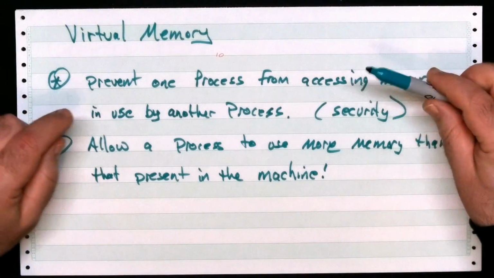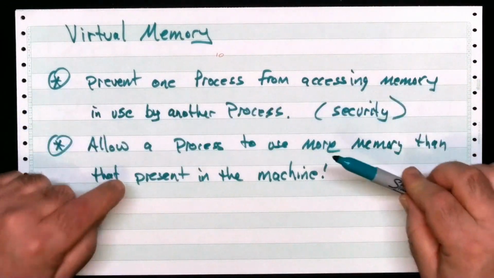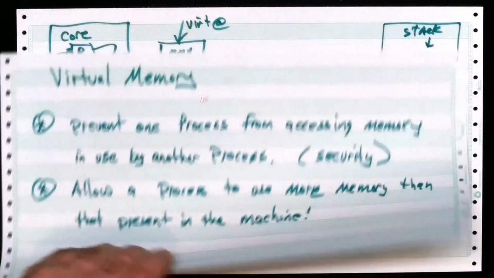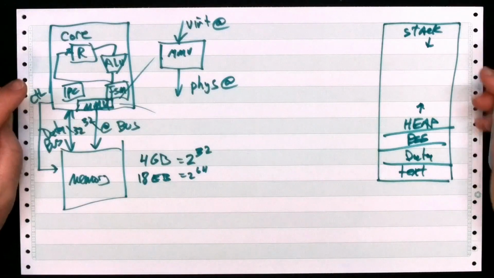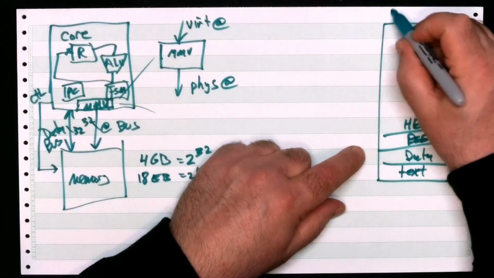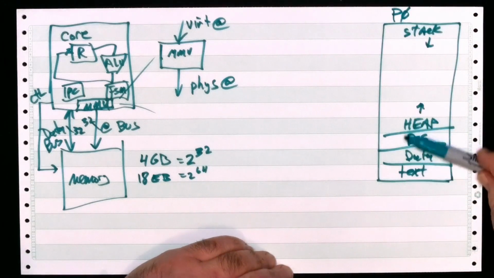Right? Prevent one process from accessing memory that's in use by another, and allow a process or a set of processes to use more memory than we actually have. Okay? Now, what does that mean over here? If this is just one process, let's call this one process 0. Okay? How much memory is all this stuff?